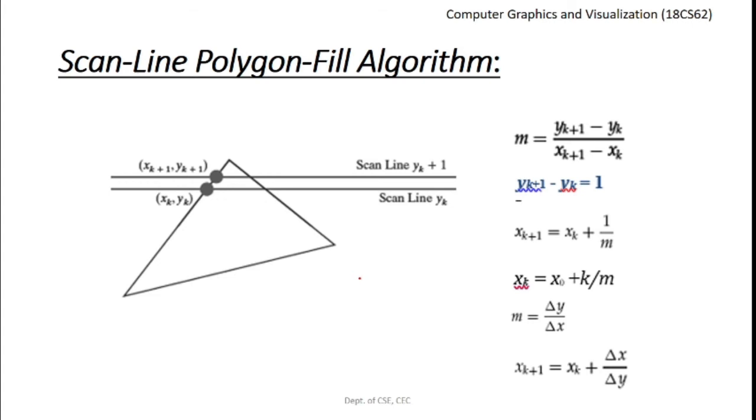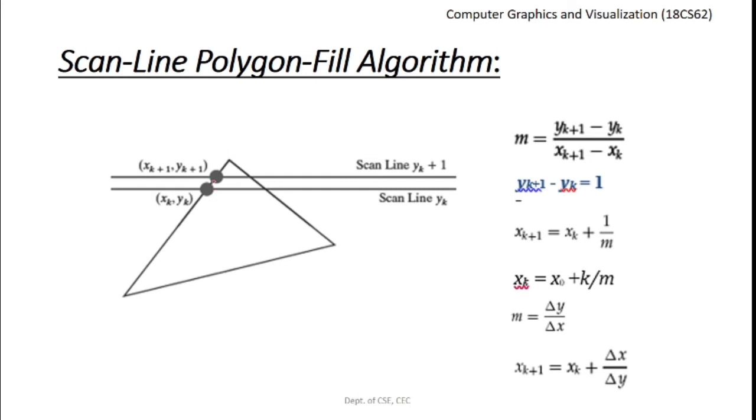Now let us consider a bunch of equations that is required to implement these scan line algorithms. So let us consider a polygon here. Along the edge of this polygon we have a point xk comma yk. We have one more point given by xk plus 1 comma yk plus 1.